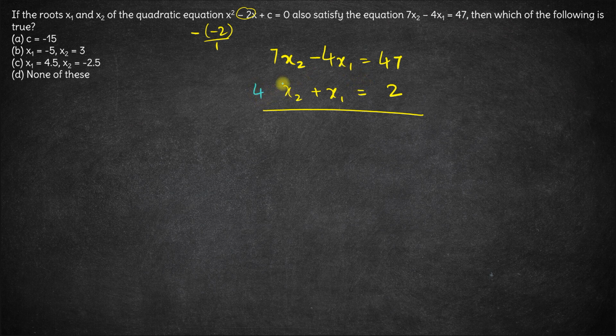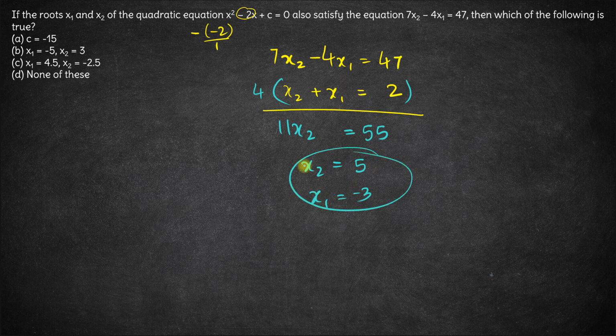So let's multiply the second equation with 4 and add both these equations. So we'll have 7x2 plus 4x2 is 11x2, minus 4x1 plus 4x1 is 0, is equal to 47 plus 4 times of 2 is 8. 47 plus 8 is 55. So 11x2 is 55. Hence x2 is 55 by 11, which is 5. Now if x2 is 5, from this equation x1 will be 2 minus 5, which is minus 3. So x1 will be minus 3.